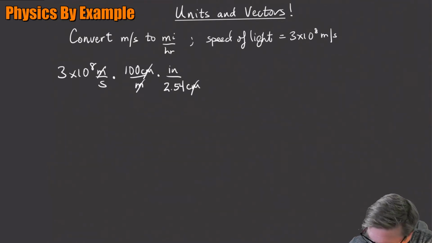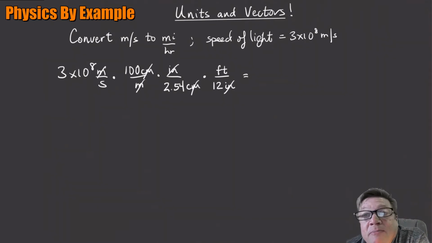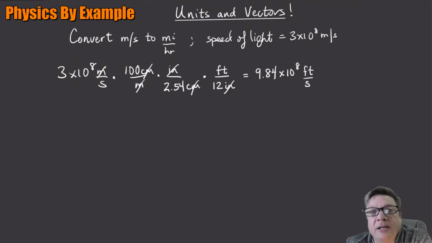And then I can do 1 foot is 12 inches, right? So this will get me feet per second. This will be the light speed in feet per second if I multiply and divide all these numbers together. I've already done it just to save time. And what you get is something like 9.84 times 10 to the 8th feet per second. Neat. 984 million feet per second.